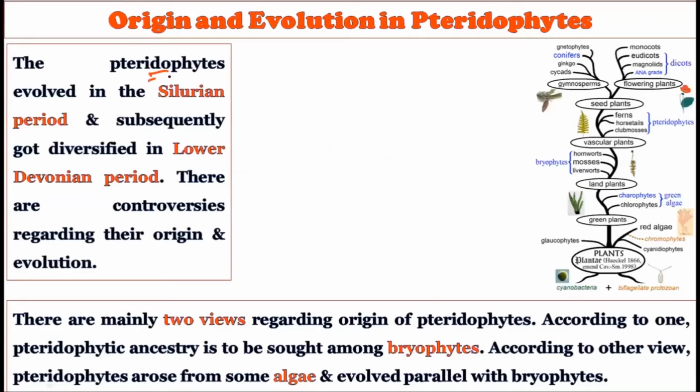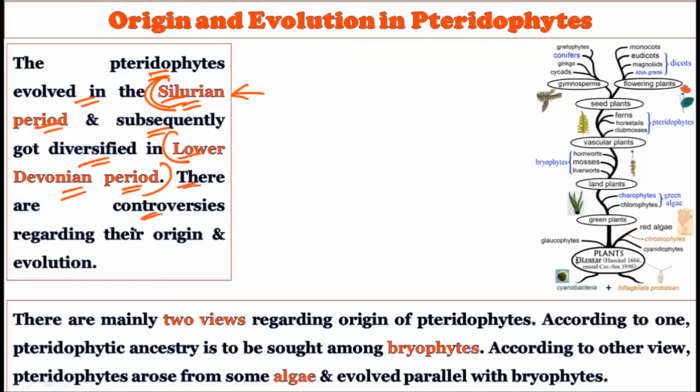See, the pteridophytes evolved in the Silurian period and subsequently diversified in the Lower Devonian period. It's a basic point, as you already know from the 12th syllabus, that the pteridophytes first originated in the Silurian period. They evolved in the Silurian period and later diversified in the Lower Devonian period, which is considered the dominant period for these pteridophytes.